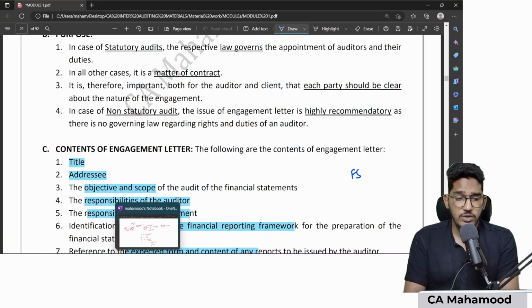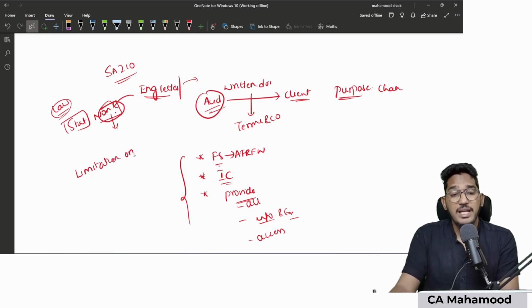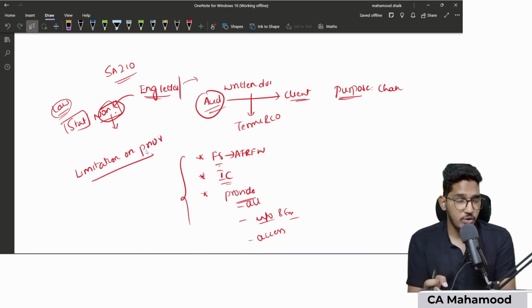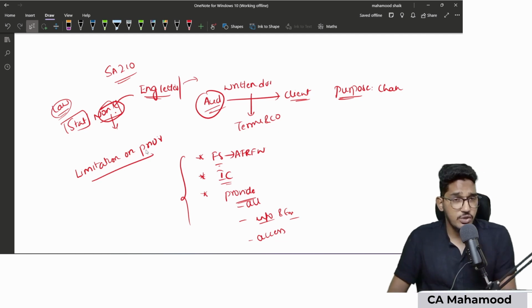Next, one more thing, a small concept will be there, in which they say, what if there is a limitation on scope prior to engagement acceptance? Before you accept an audit, if the client is coming and putting a restriction on the scope of your work, what will you simply do?